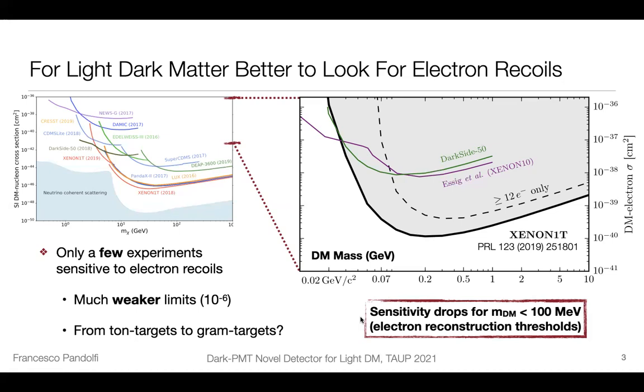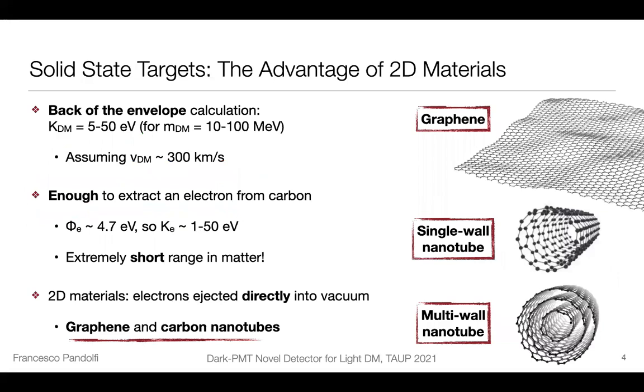If you have a detector which is based on looking for ionization signals in liquids or in gases, then you're gonna be having some minimal reconstruction threshold below which you're not able to see a signal. Now, our idea is to create a detector which has a solid state target, and in particular, a target made of two-dimensional materials. So, for example, graphene or nanotubes.